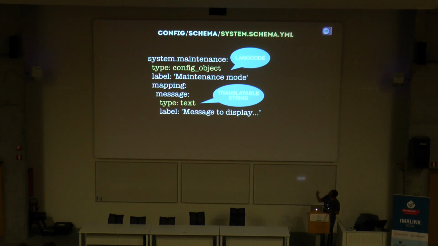So another example is for this maintenance config object. We will define it as a config object, so this means that it will have a language already. It will have a lang code property. And you can define the message as a text. This will make Drupal know that this is a translatable string.